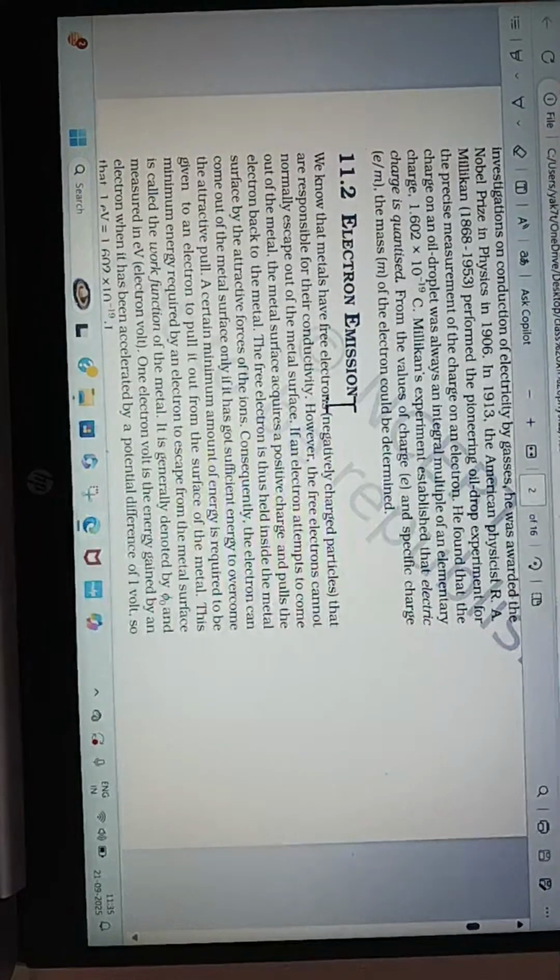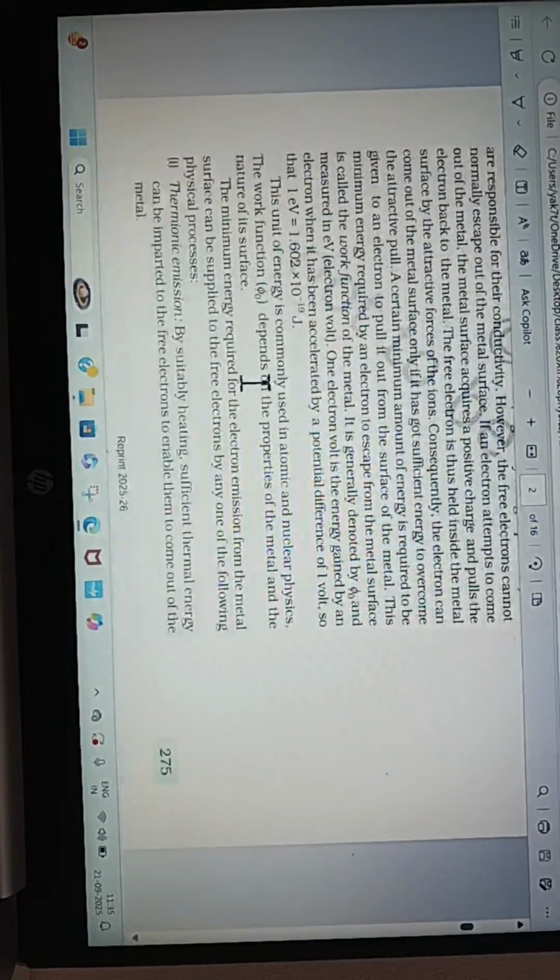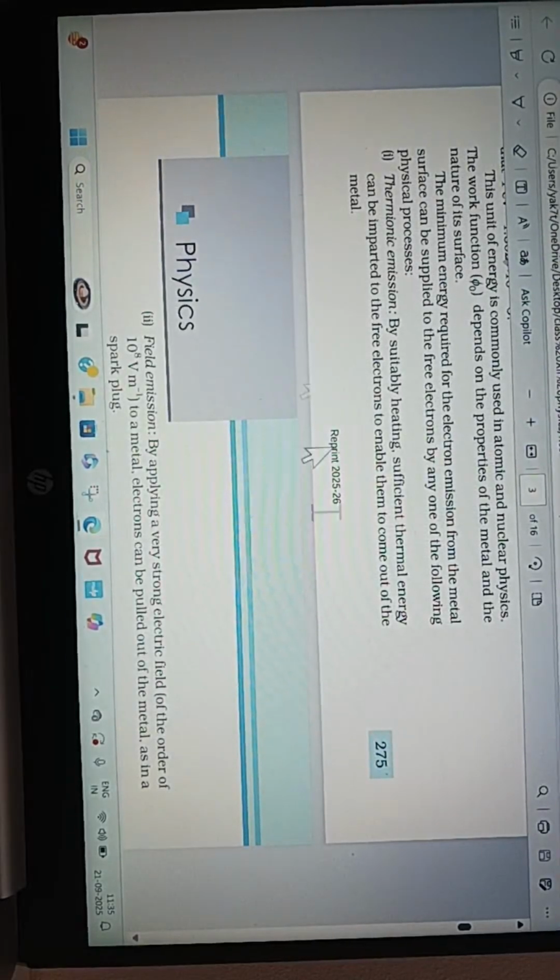Emission of electrons can be done by 3 methods in the textbook. One more method is there, I will tell you. The first method is thermionic emission. When you heat the metal, electrons get energy and are released from the metal. That is called thermionic emission. Thermo means heat. By heat, electrons are ejected: thermionic emission.